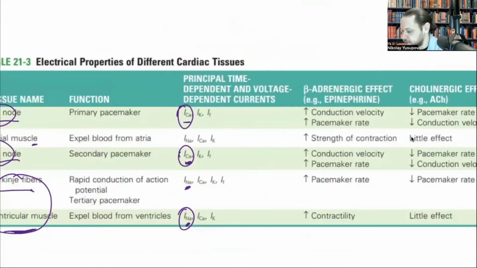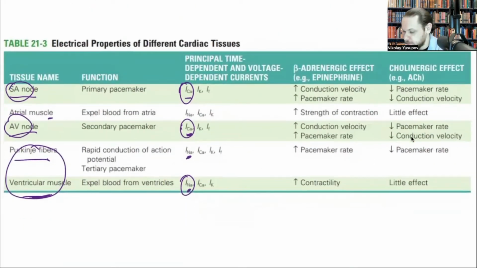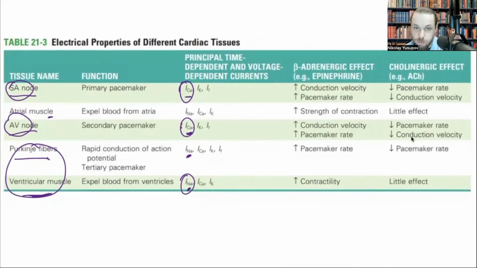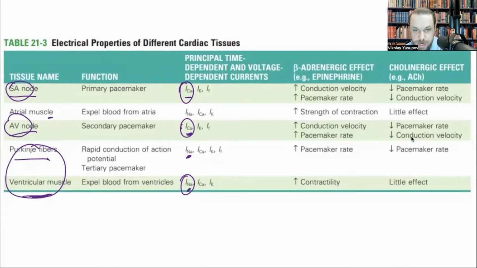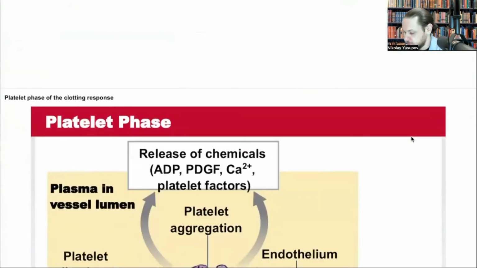All right. And this was the ions that we talked about, right? SA node, AV node. What depolarizes that? It's the calcium channels. Purkinje system is the sodium channels.